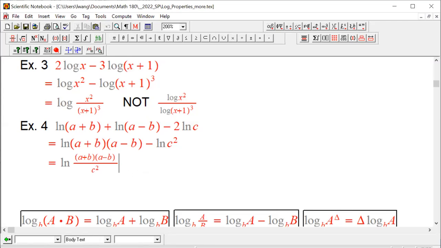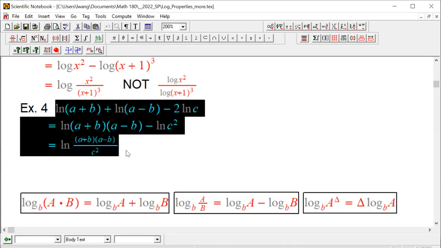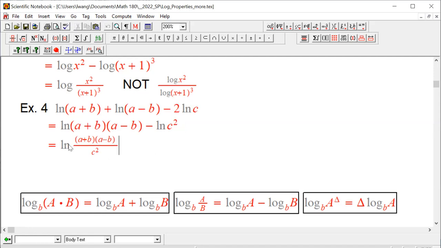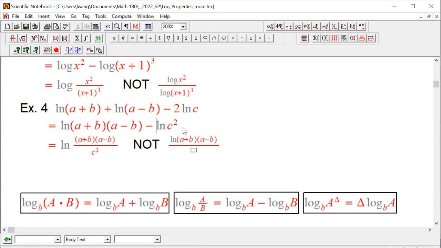Okay, be very, very careful when you write it down correctly. This is the correct way to write it. Once again, don't write it this way. Some people will write it and they put this one on the top and put this one on the bottom. Terrible mistake. Okay, so you make sure you use the quotient rule properly.